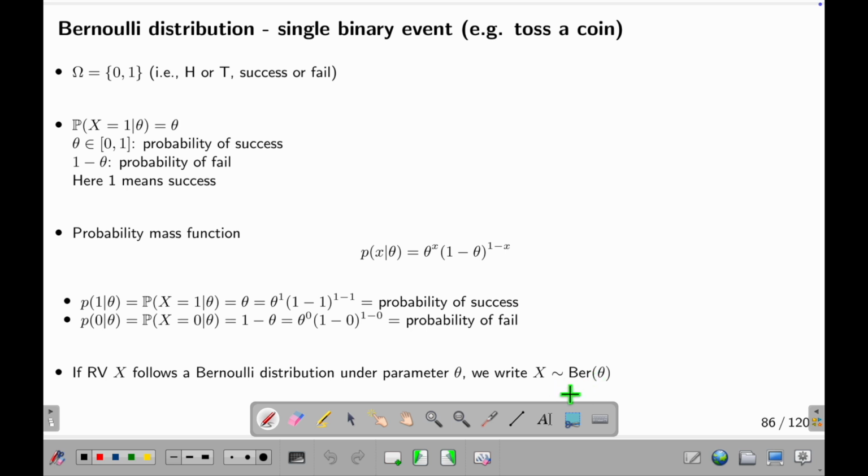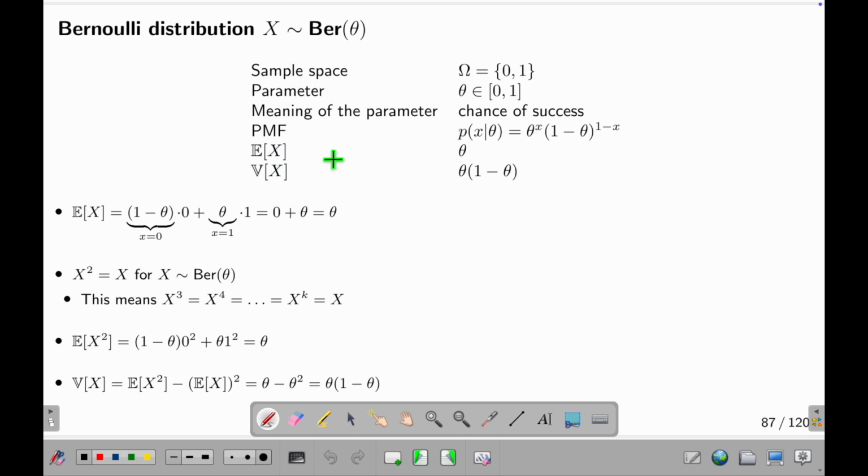This symbol means, in terms of probability distribution, x follows this thing. Then we call this Bernoulli. You spell Bern, some people just write a B, or you spell the whole name Bernoulli. If I have a Bernoulli random variable, theta is the success rate. What's the expected value? What's the variance?